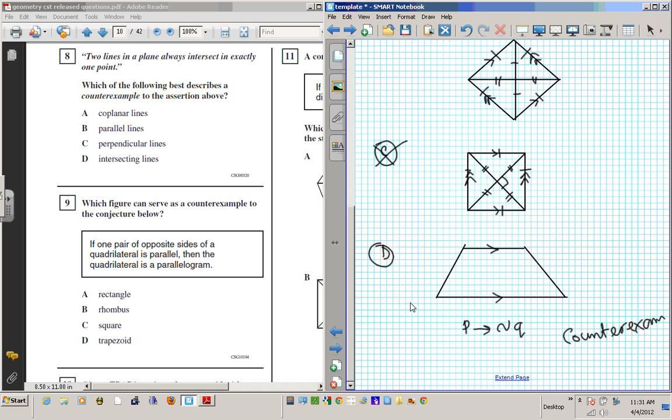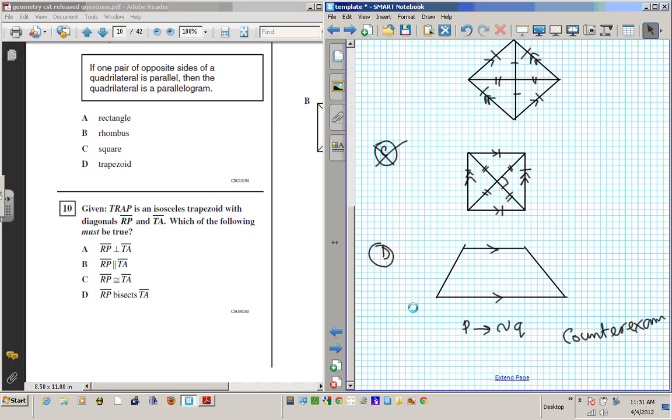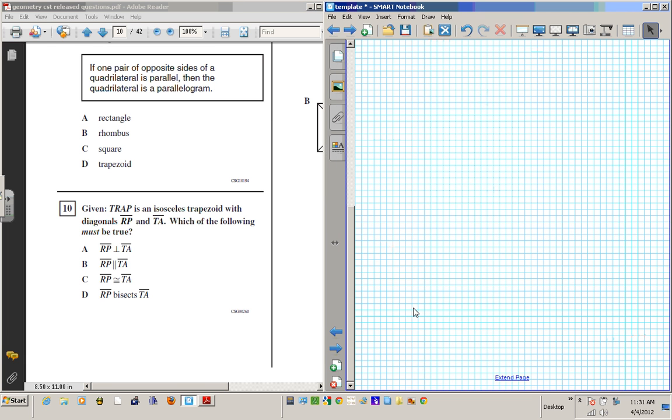Alright, now let's move on to number 10. For number 10, it says given TRAP is an isosceles trapezoid with diagonals RP and TA, which of the following must be true? In this one, I'm going to draw a sketch and then see what we can decipher from that. I'm going to draw an isosceles trapezoid to the best of my ability. Have to be accurate right here. And then we'll go over what the meaning of an isosceles trapezoid is.